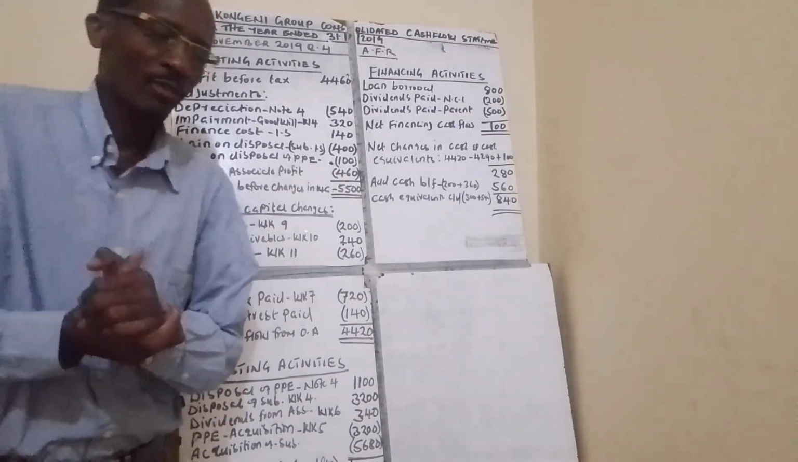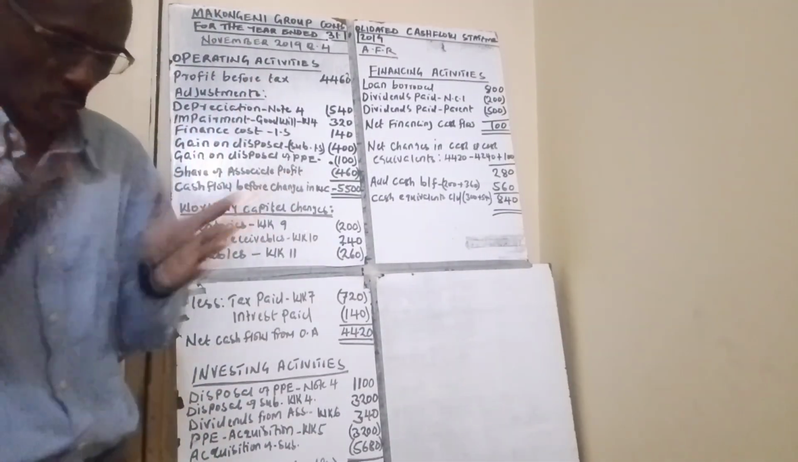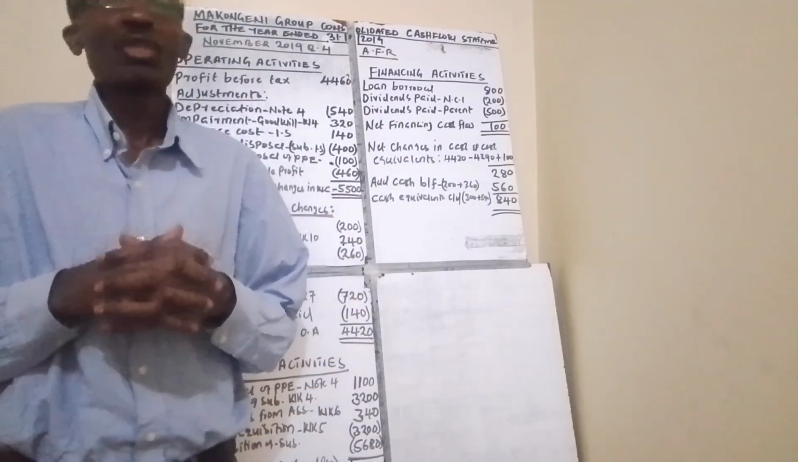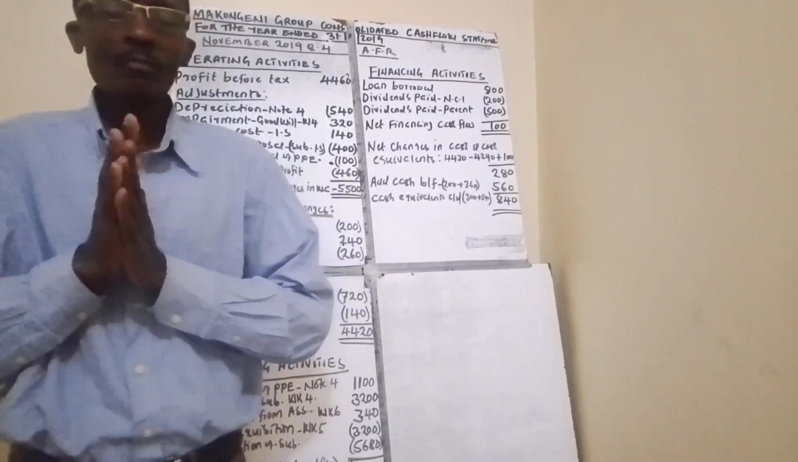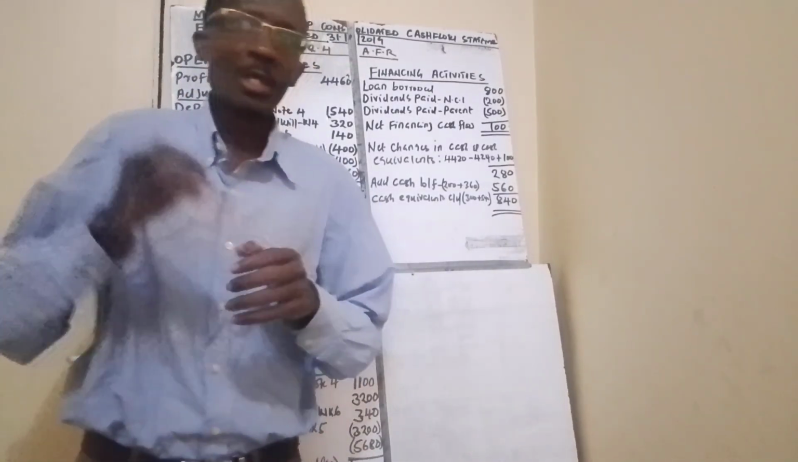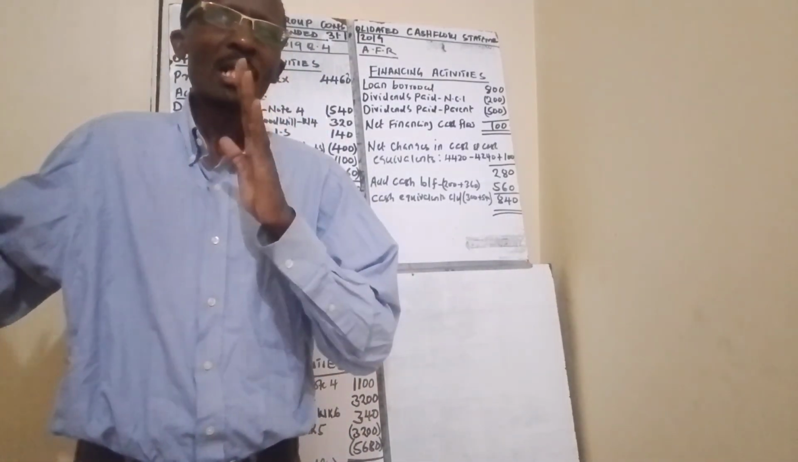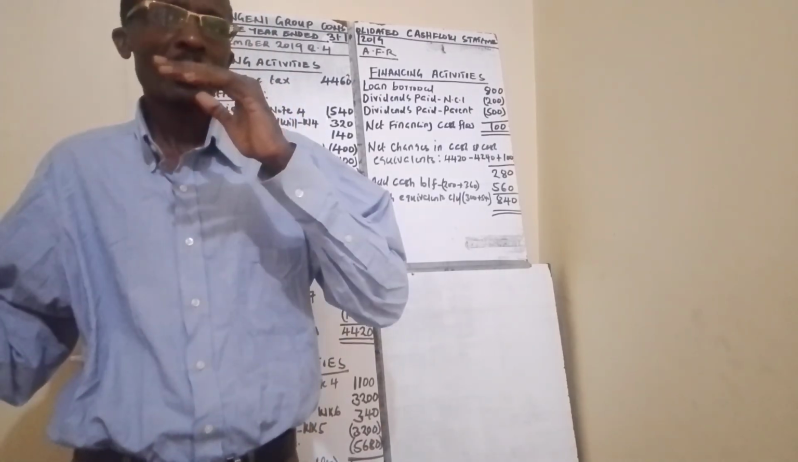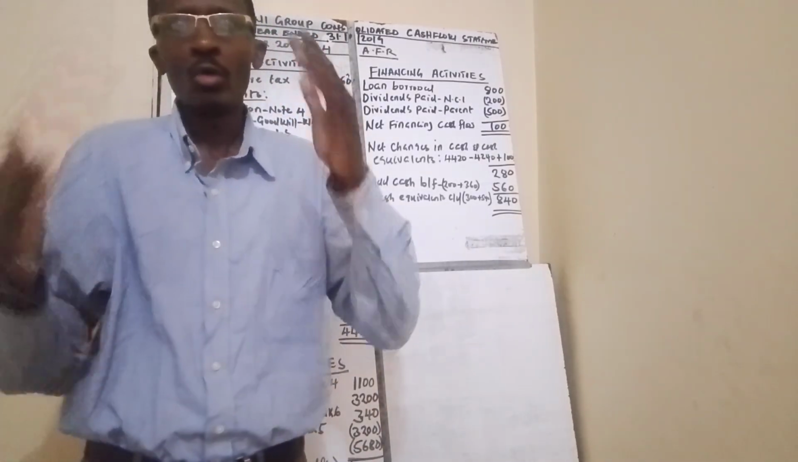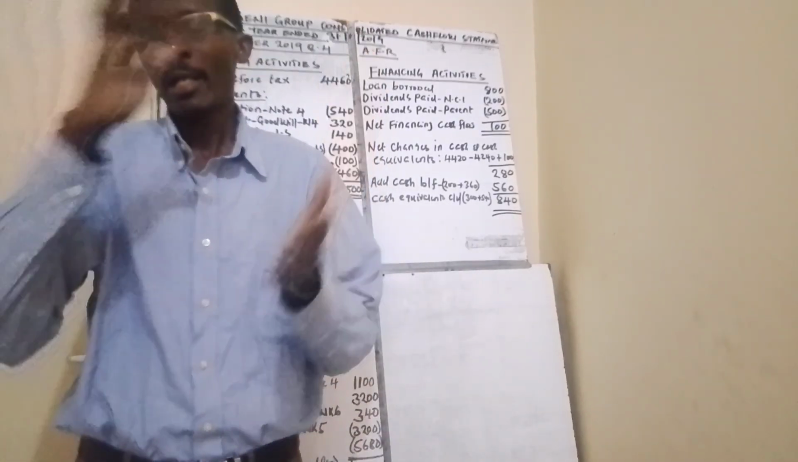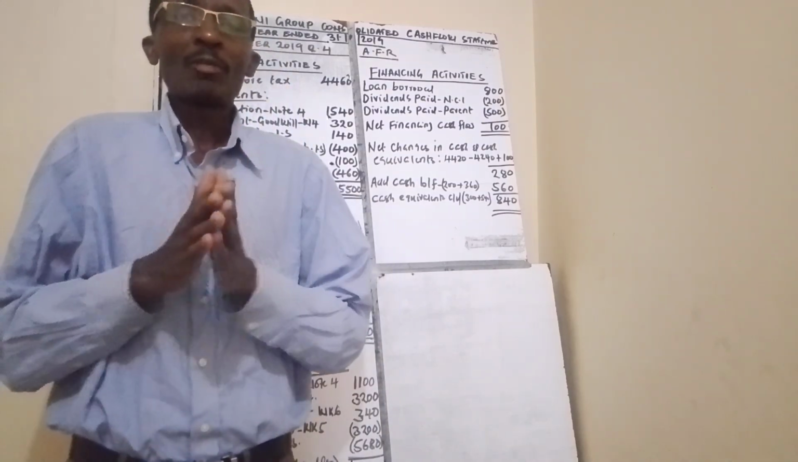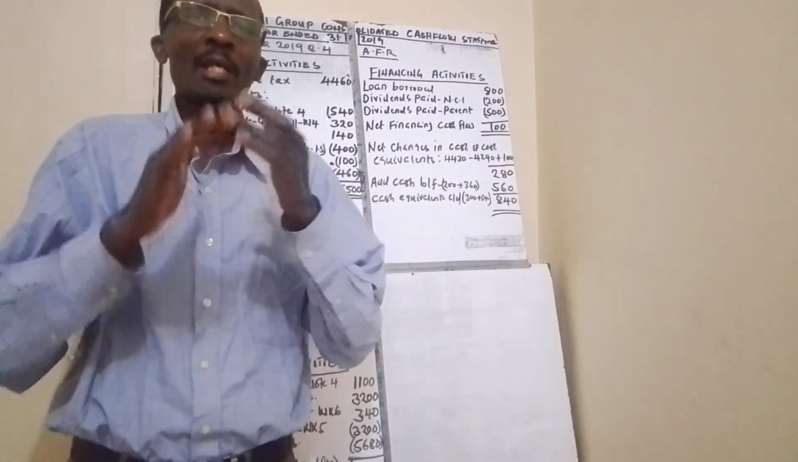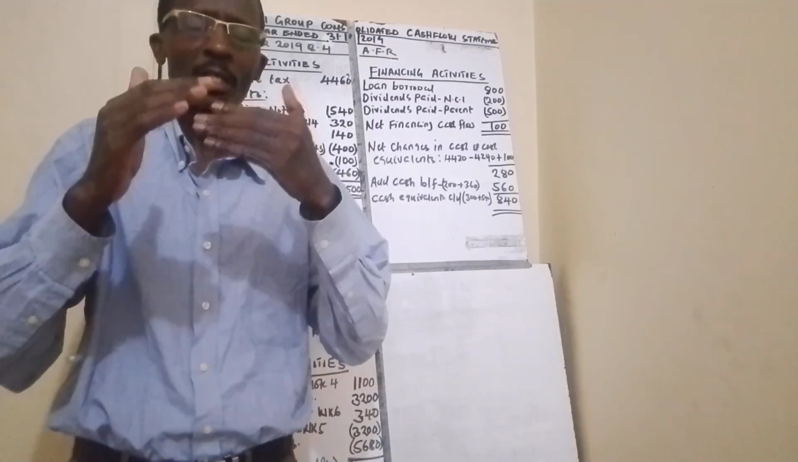Okay, let's continue. One important thing you should note as far as this question is concerned is that you will always be provided with the statement of financial position, the opening balances and the closing balances. Two years will be provided. The reason you are given the closing balances for last year is to enable you to open the current year.